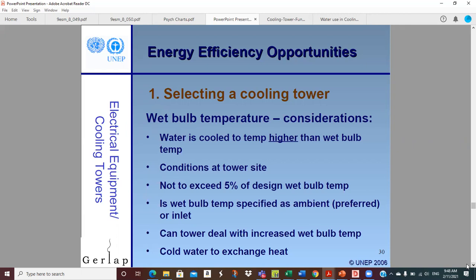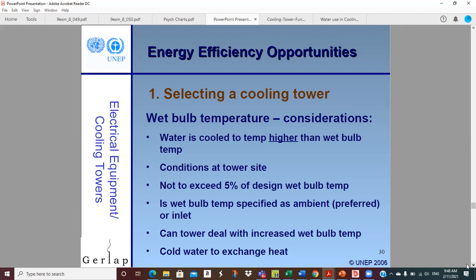Is wet bulb temperature specified as ambient or inlet? I'd say he's got ambient preferred. I would say inlet is preferred because that's the actual inlet condition. So I would kind of beg to differ with the author of these slides on that point.